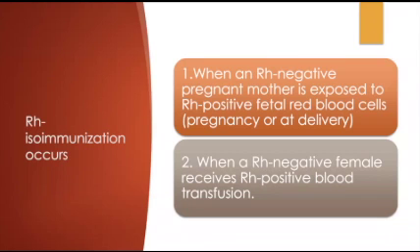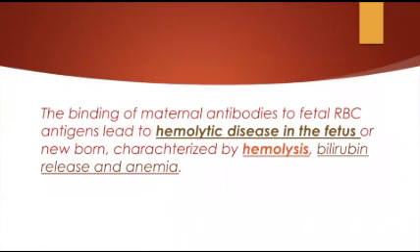Rh immunization occurs when an Rh negative female receives Rh positive blood transfusion or when an Rh negative pregnant mother is exposed to Rh positive fetal red blood cells. So the binding of maternal antibodies to fetal red blood cell antigens leads to hemolytic disease in the fetus or newborn, characterized by hemolysis, bilirubin release, and anemia.